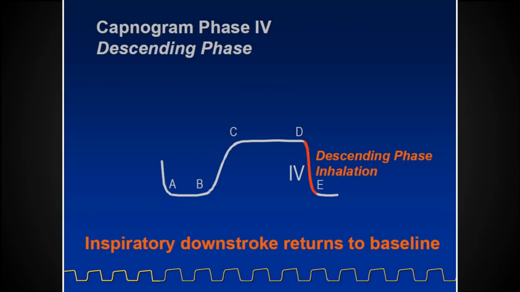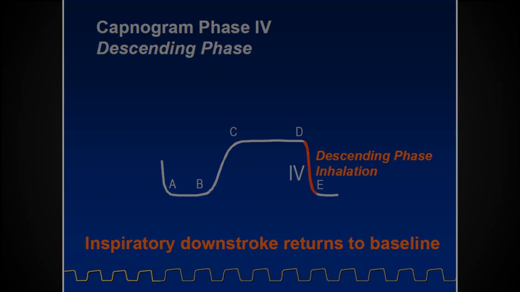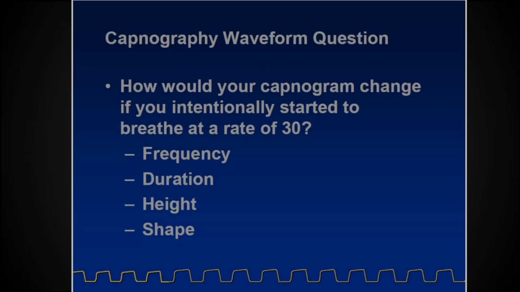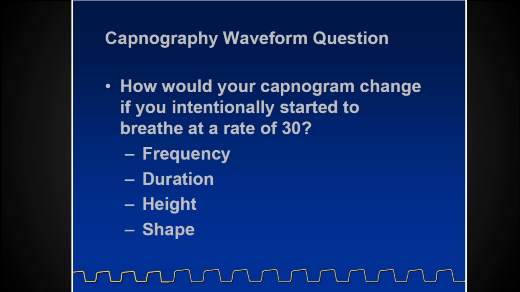Then, of course, we've got our descending phase. It's a normal waveform, like we said. It's about 35 to 45, and it will be spread out at whatever rate is appropriate. Like if my patient is conscious and breathing, it'll be 12 to 20 for an adult, yeah? But there's all kinds of stuff.